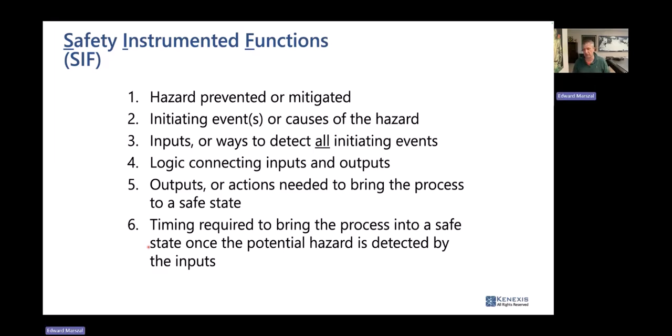And then outputs. The outputs is hands down where I see the most mistakes in this process, because people kind of focus on the input side. A lot of times they don't define outputs at all, or the outputs get misdefined because they know from the cause and effect diagram that, well, when this input triggers, these outputs trigger. Well, some of those outputs may have nothing to do with preventing the hazard.